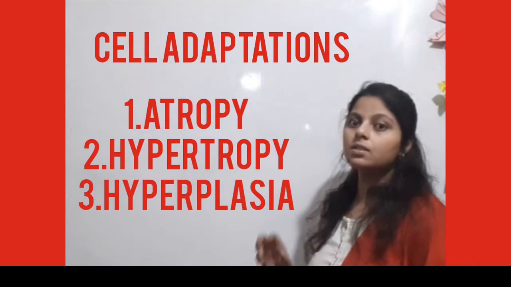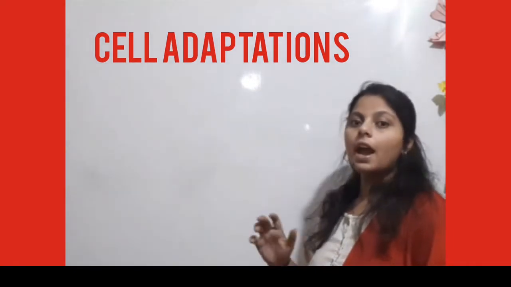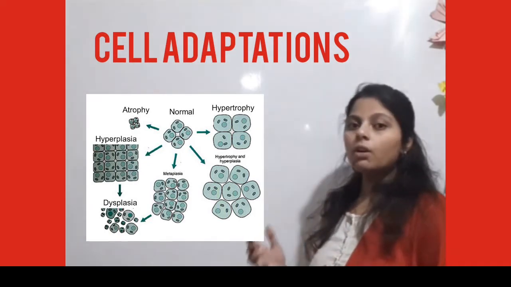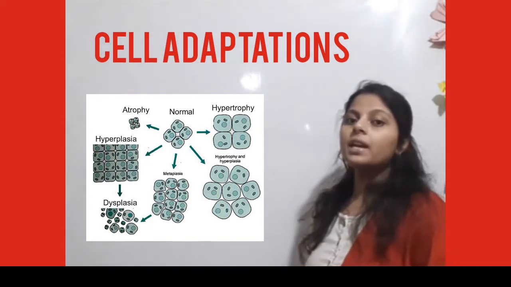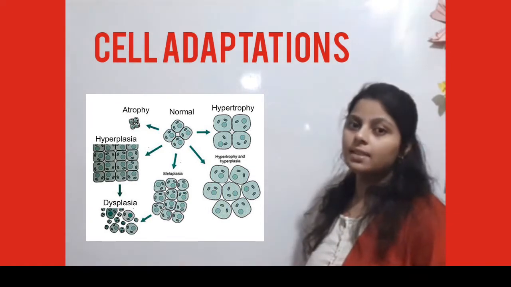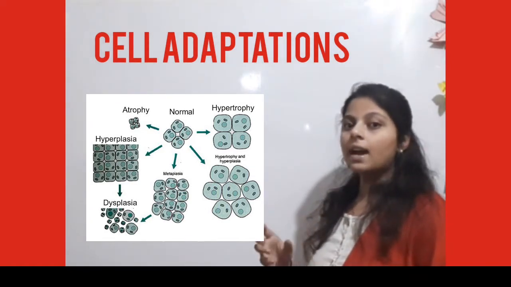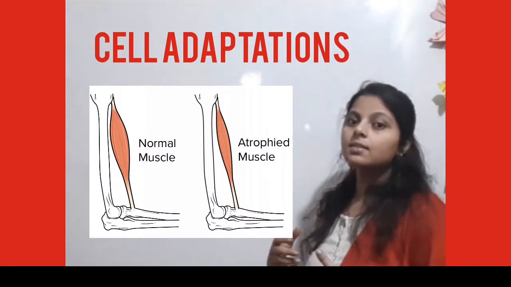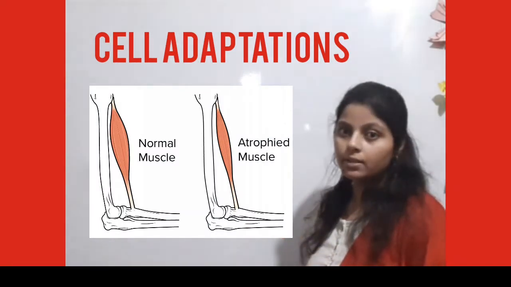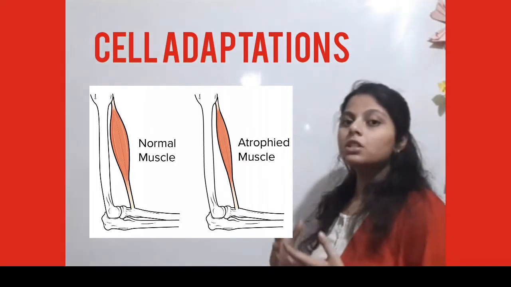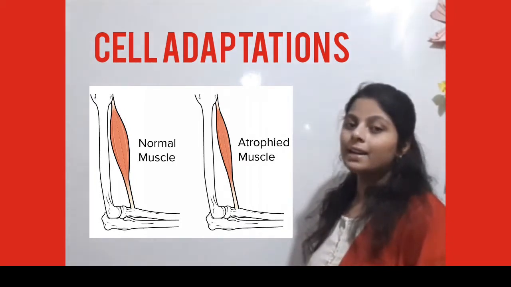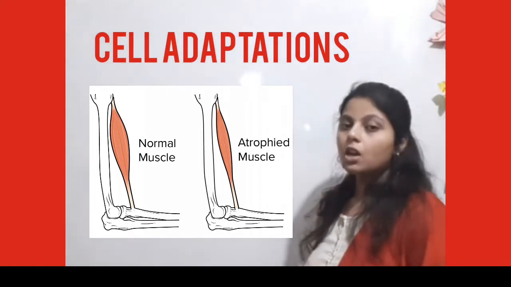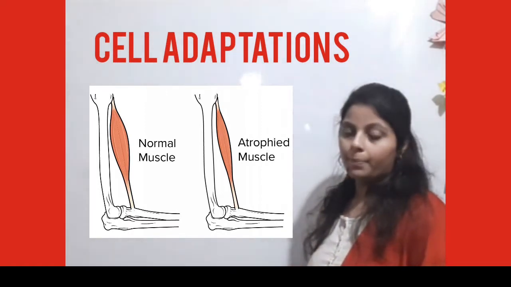We will mainly discuss three things: atrophy, hypertrophy and hyperplasia. So what is atrophy? Atrophy is nothing but the decrease in the cell size. If the cell size decreases, the tissue size will also decrease simultaneously. And if the tissue size goes on decreasing, at last it will lead to a decrease in the organ size. So this is called atrophy.